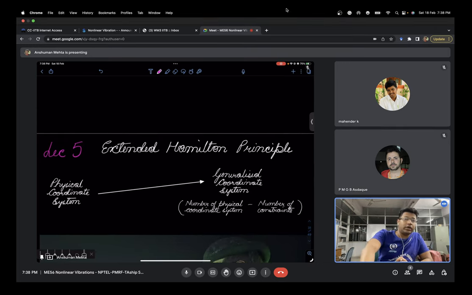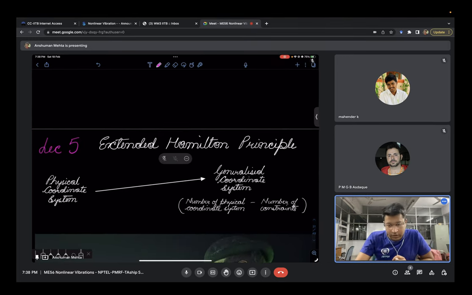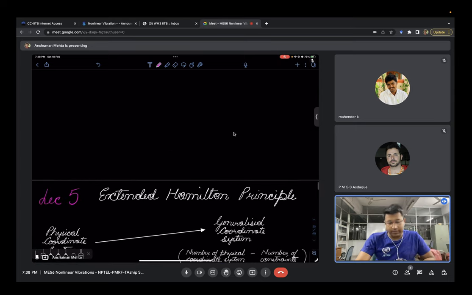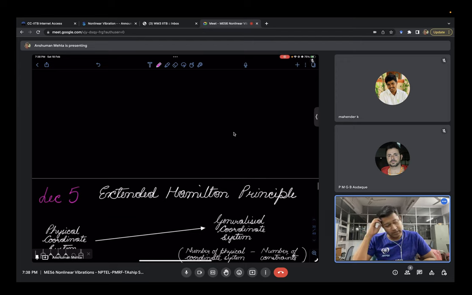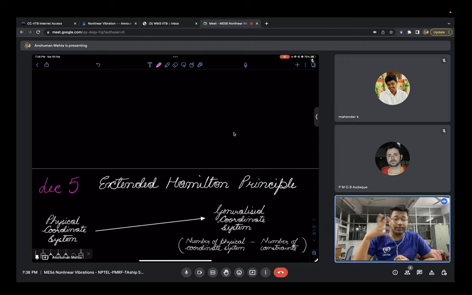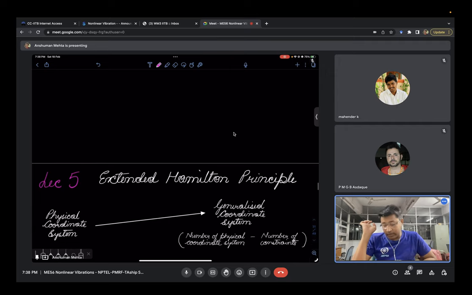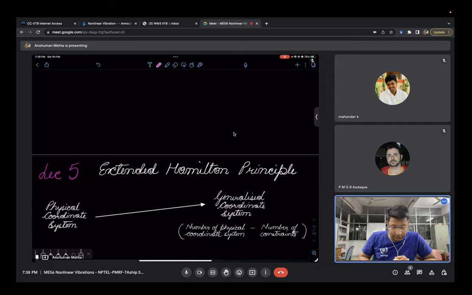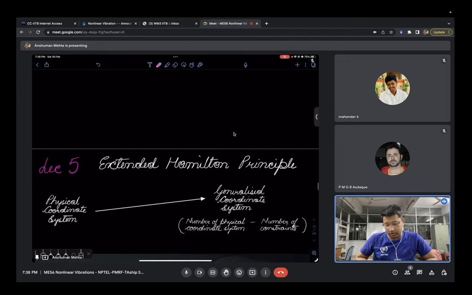So we are in the last half hour. So this is how Batman defeated the Ringmaster, and we are away from the hypnotic effects now, back to the logic. Okay, so this is lecture 5 where the extended Hamilton principle was introduced, and I won't be going into much depth, but I will be commenting on the physical coordinate system and the generalized coordinate system, because this is the point where we start.